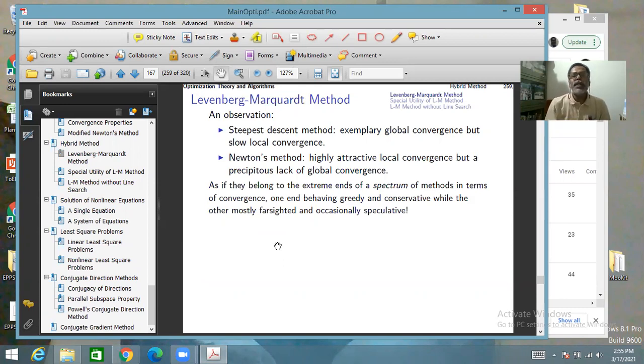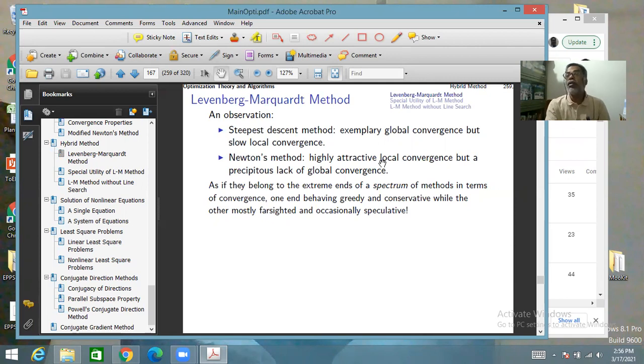Just before this, we studied two methods and they have contrasting properties. Steepest descent method has very good global convergence property, but slow local convergence. On the other hand, Newton's method has very good local convergence property, which is very attractive. And you would think that all the time you will use Newton's method only because of that. But global convergence, it simply doesn't have. I mean, there is no guarantee that Newton's method as it is will converge at all. Forget about with what speed.